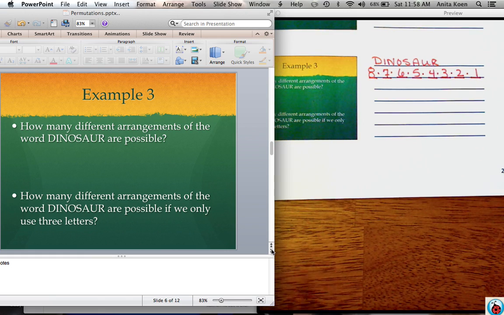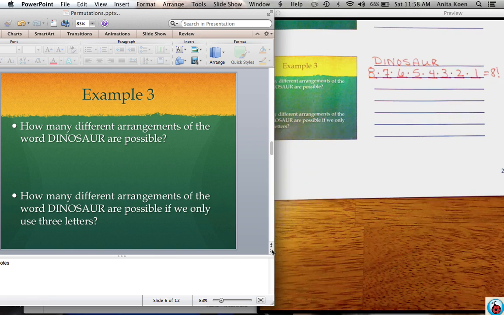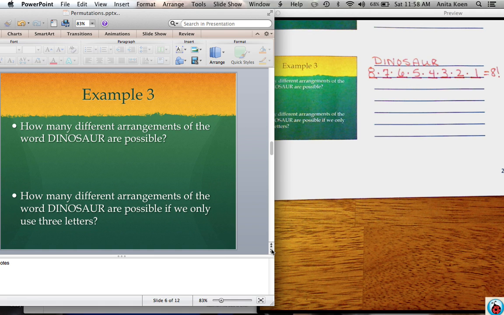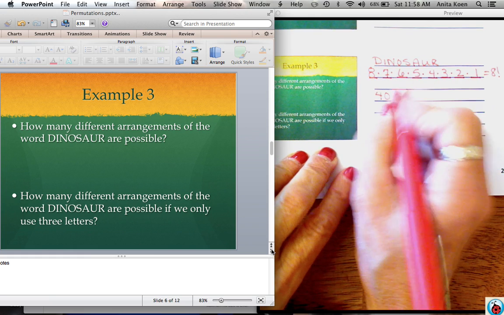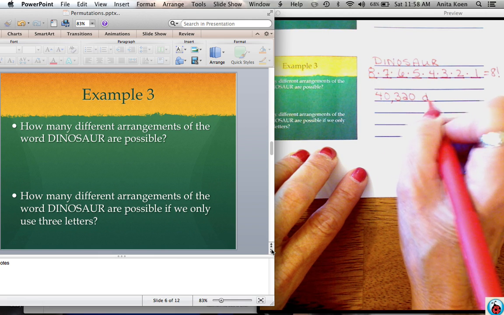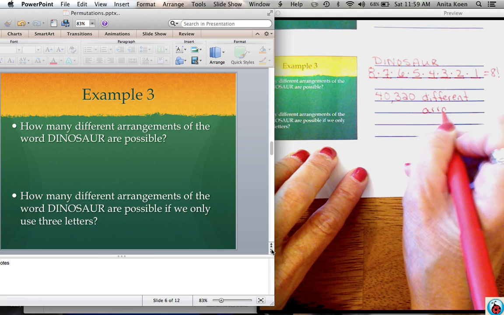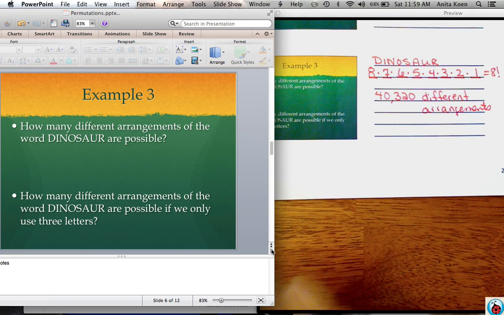Now, I hope that you will notice that this is actually the same thing as 8 factorial. So another way that we could use our calculator to evaluate this is to do 8, math, over to probability, down to number 4 to get the factorial, and hit enter. So this is 40,320 different arrangements of the word dinosaur.